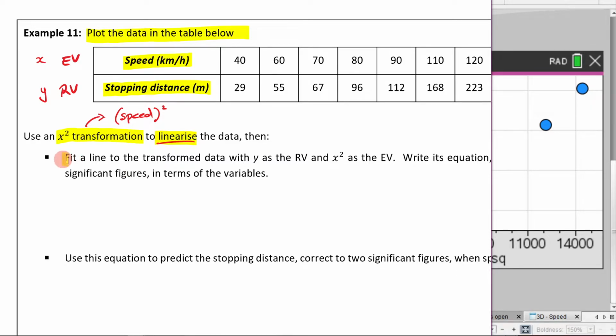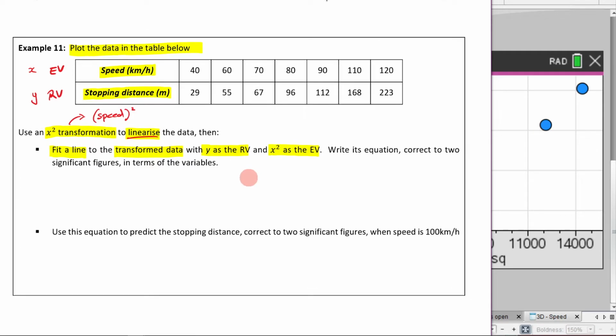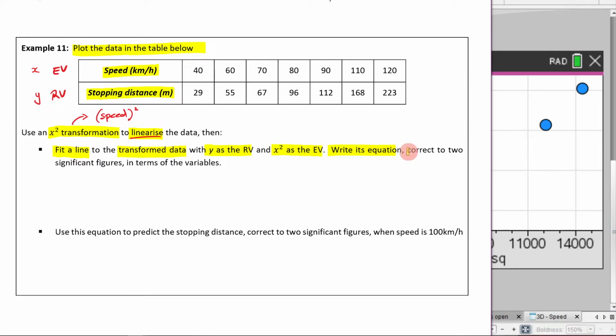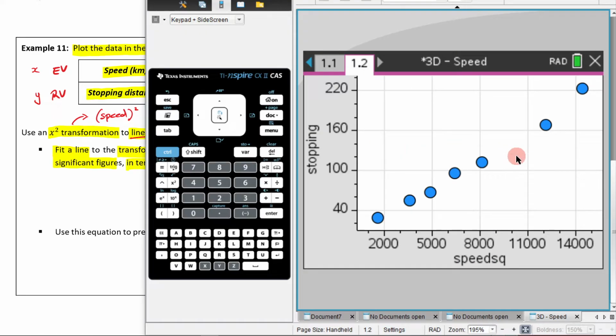This says fit a line to the transformed data with y as the response variable and x squared as the explanatory variable. Then let's just zoom out here a bit. It says write its equation correct to two significant figures in terms of the variables. So what we need to do now is find our least squared regression line. And there's two ways to do this.